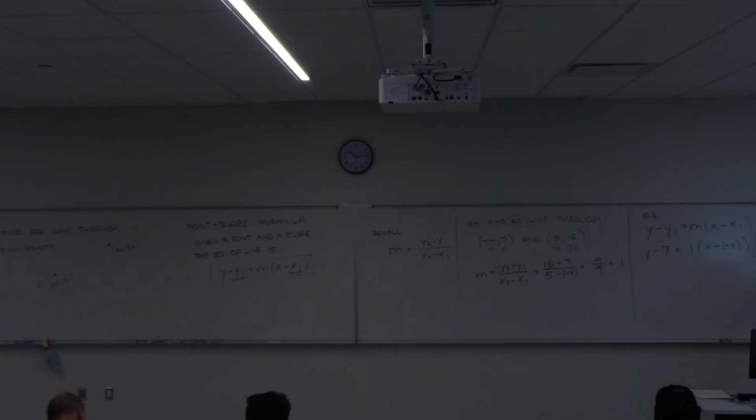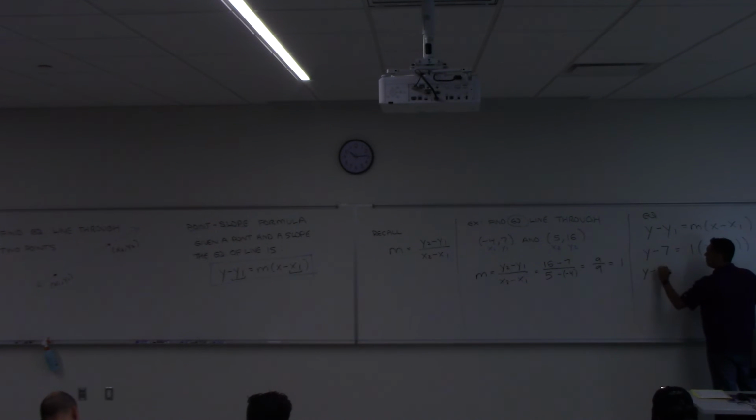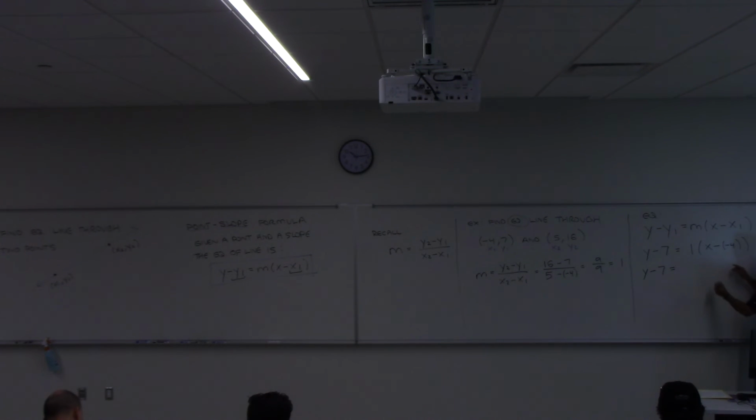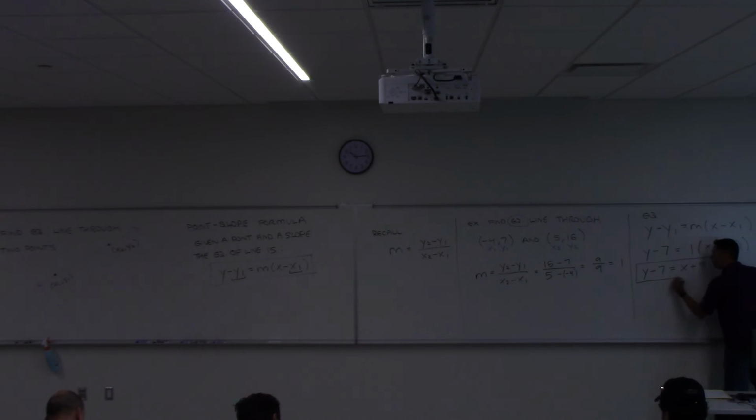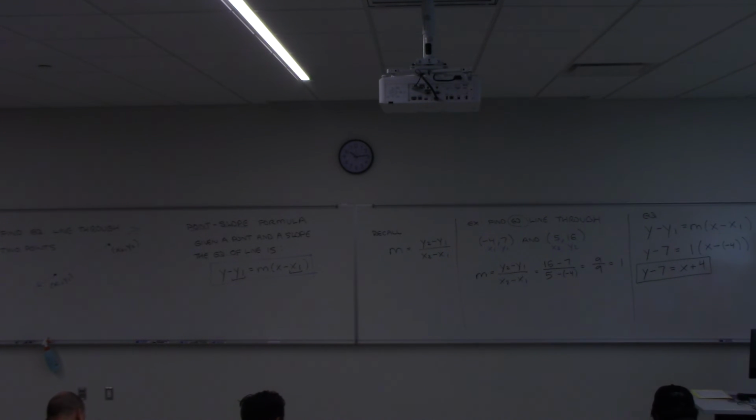Let me clean this up a little bit. Y minus 7 equals, distribute the 1 through, this is a plus 4, so I should just get x plus 4. That is the equation of the line.